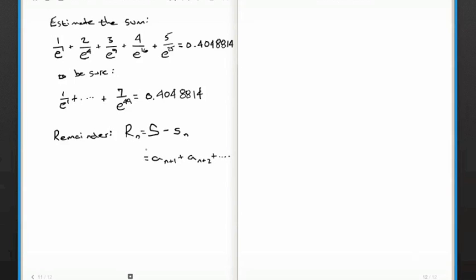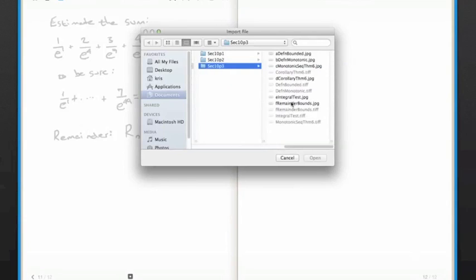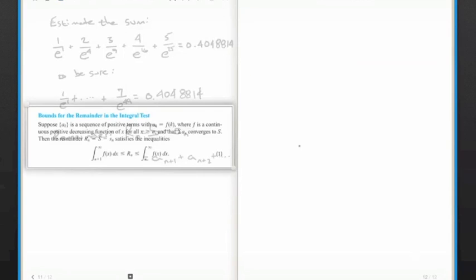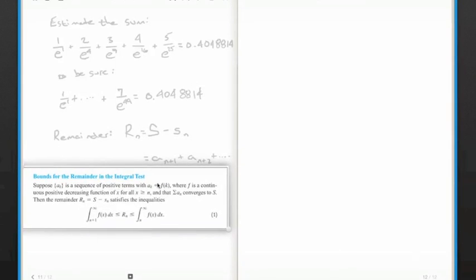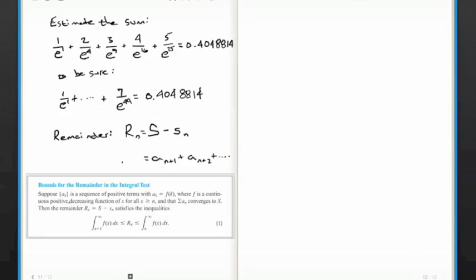must be my remainder. So here's a good opportunity to give your last formal definition of the day, and I know this one is getting long. The remainder. Bounds for the remainder in the integral test. Suppose that a sub k is a sequence of positive terms, a sub k is f of k, and so on. This is the same stuff we've been doing. Then the remainder, r sub n, s minus s sub n, is going to be stuck between the integral from n plus 1 to infinity and n to infinity.